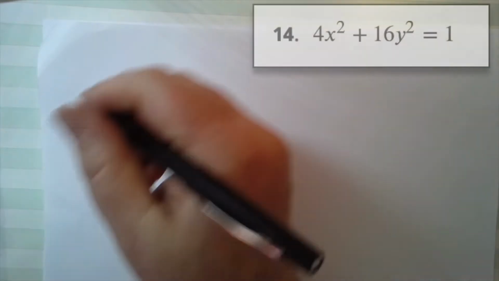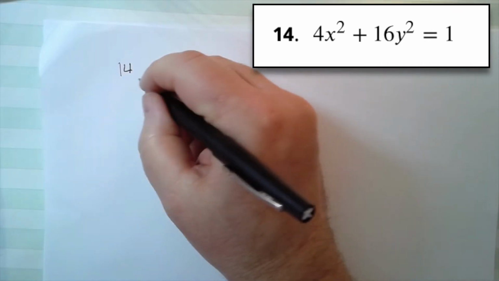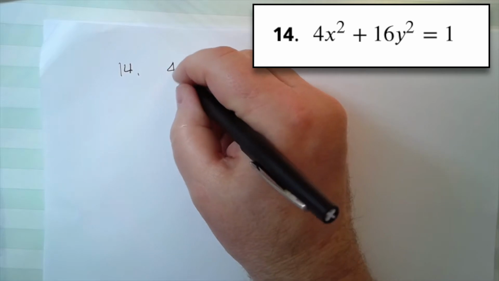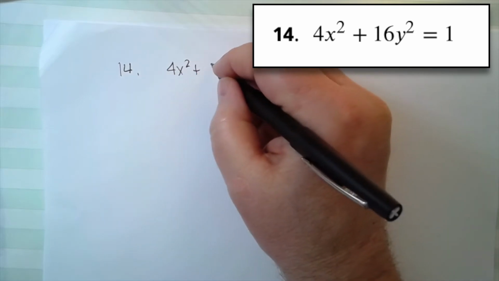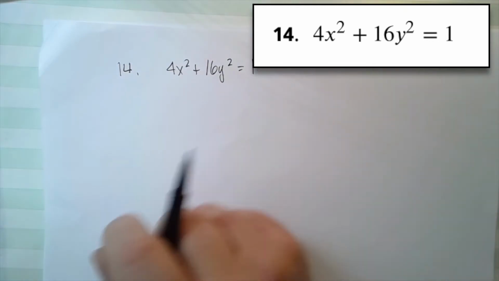Okay, let's try a few problems. For the following exercises, write the equation of the ellipse in standard form and identify the endpoints of the major and minor axis as well as the foci. So if we try this problem here, number 14, we're given 4x squared plus 16y squared is equal to 1.